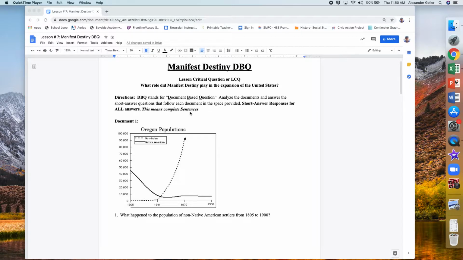So this means we're going to do everything in complete sentences. Now, I need you to remember that you need to do this in complete sentences, or it's going to be returned to you with notes saying you need to redo it in complete sentences and you will not receive credit for it. So please remind yourself of that as we move forward.